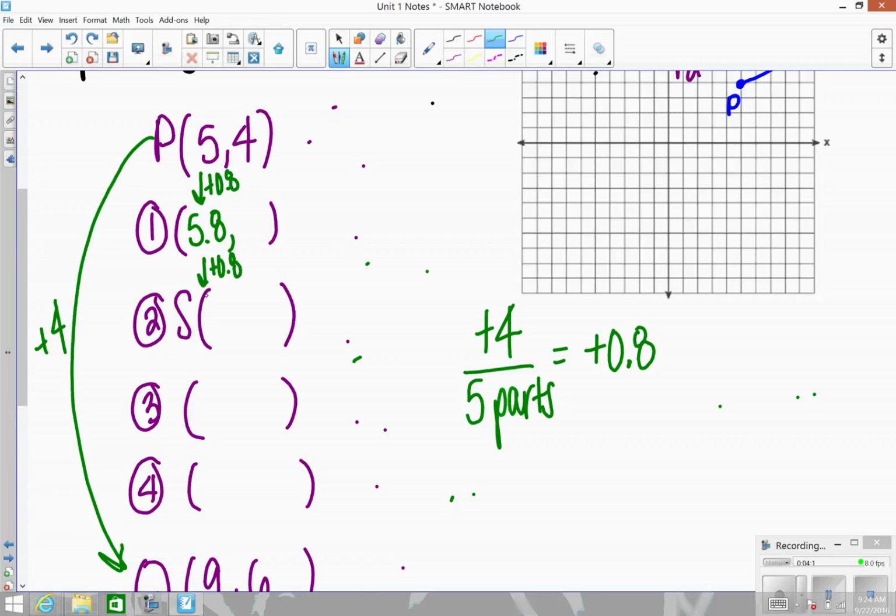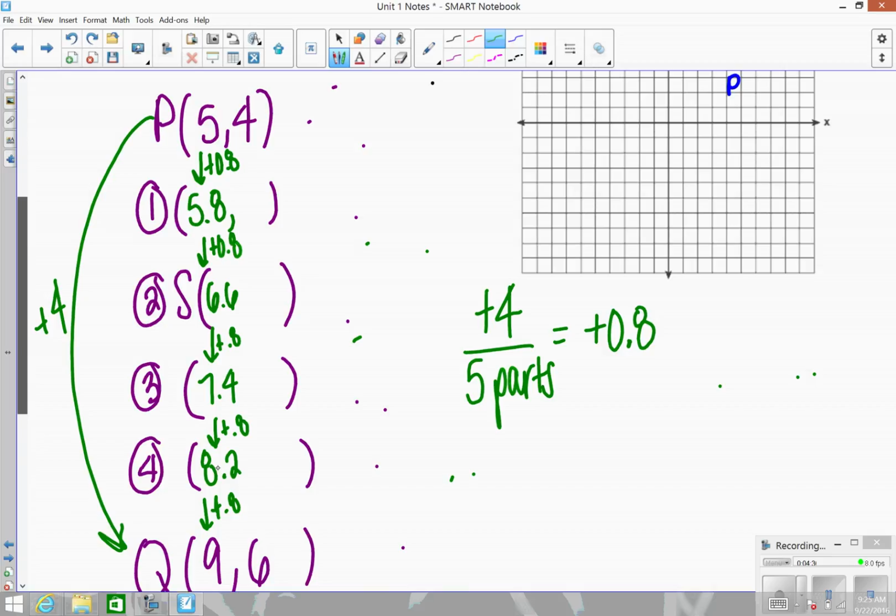So add 0.8, you get 6.6. Add 0.8 again, you end up with 7.4. Add 0.8 again, you end up with 8.2. And then add it one last time, and you should end up with 9. And we do: 8.2 plus 0.8 gives me 9. So that's how you know that it's all good and it's accurate.